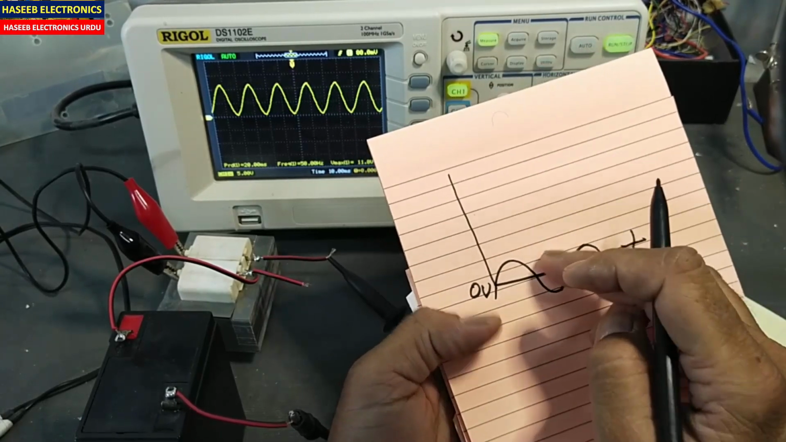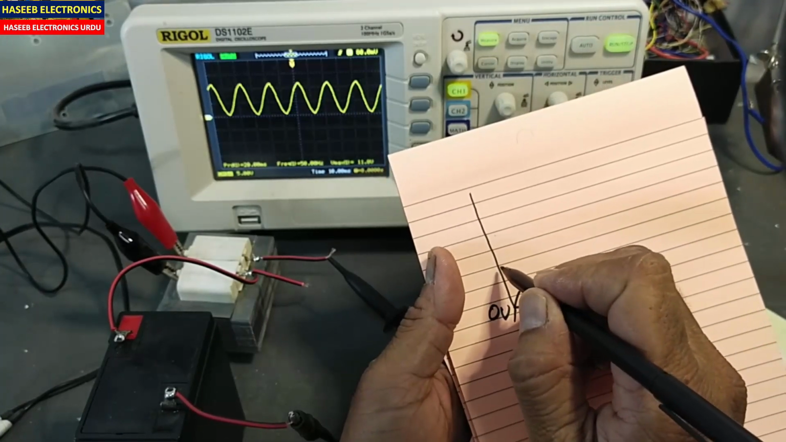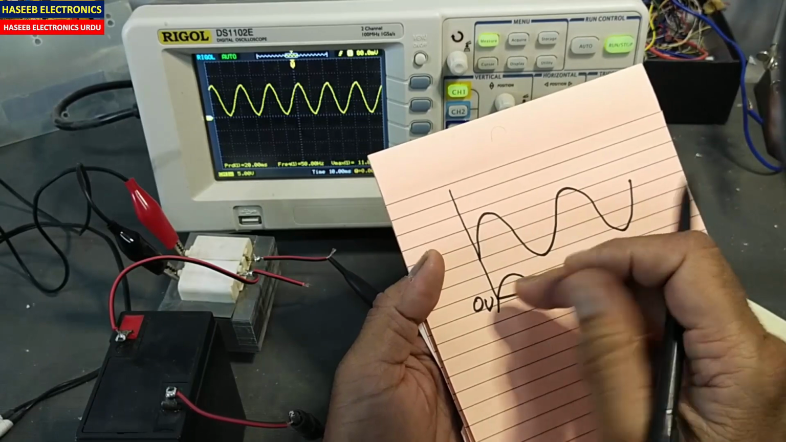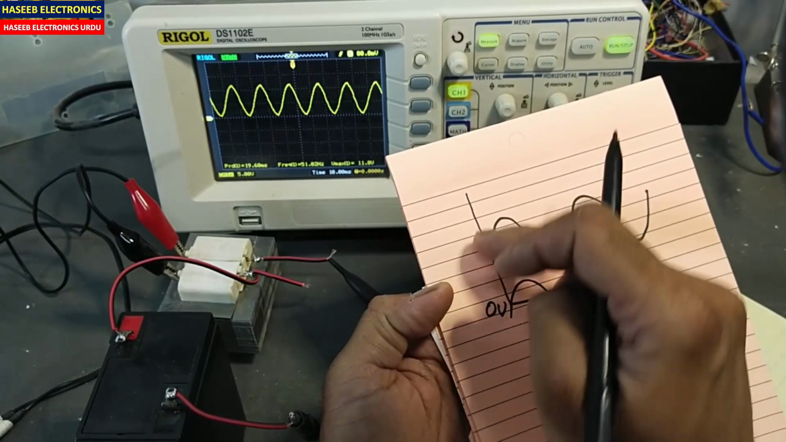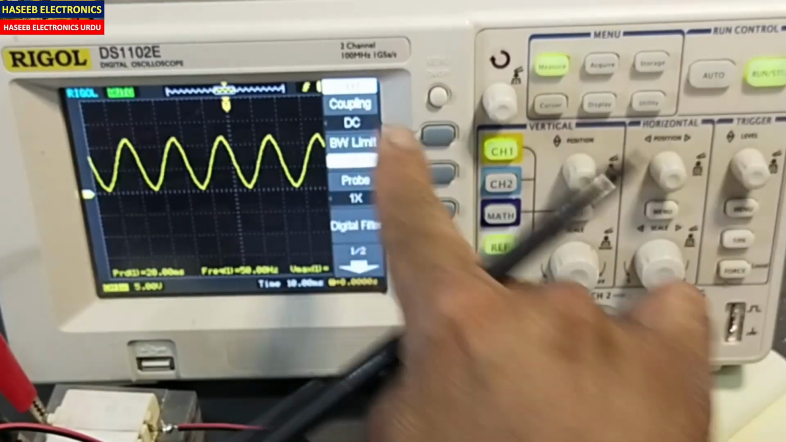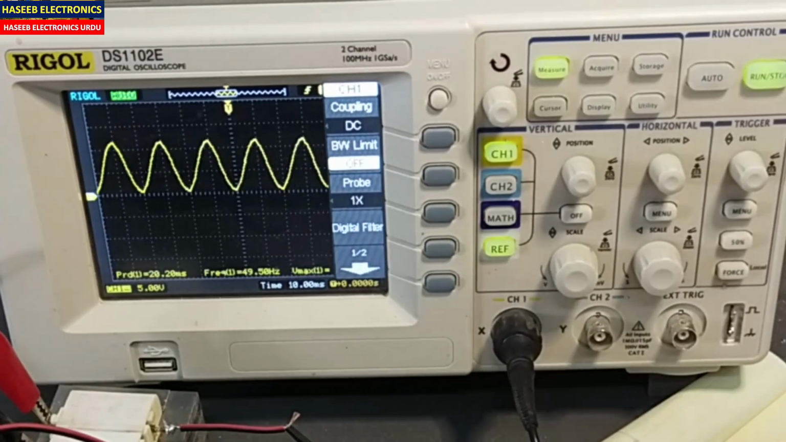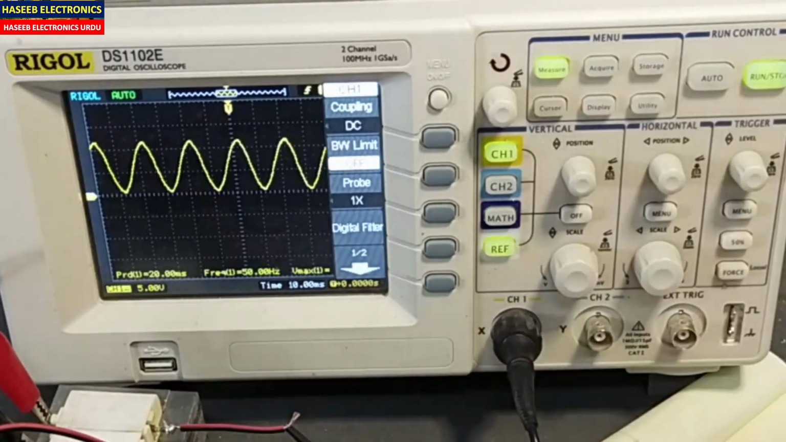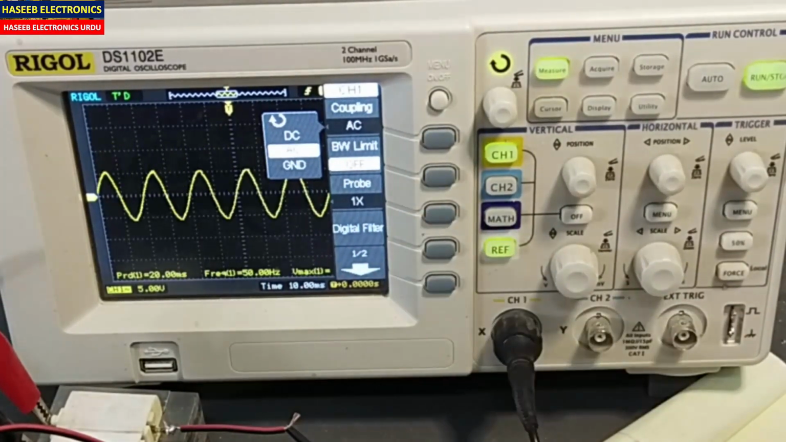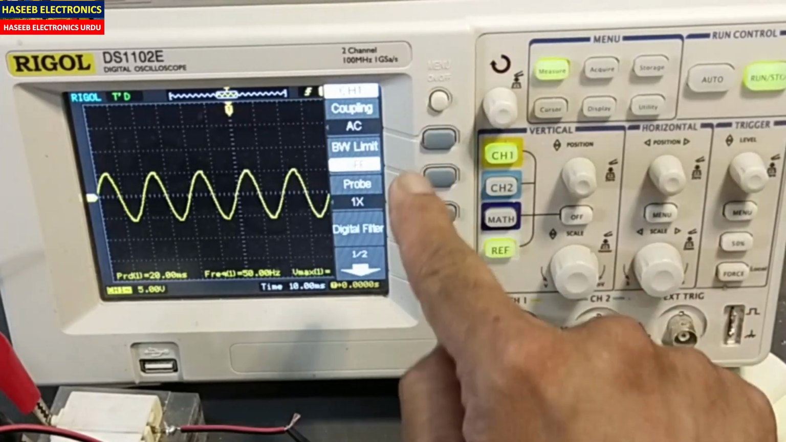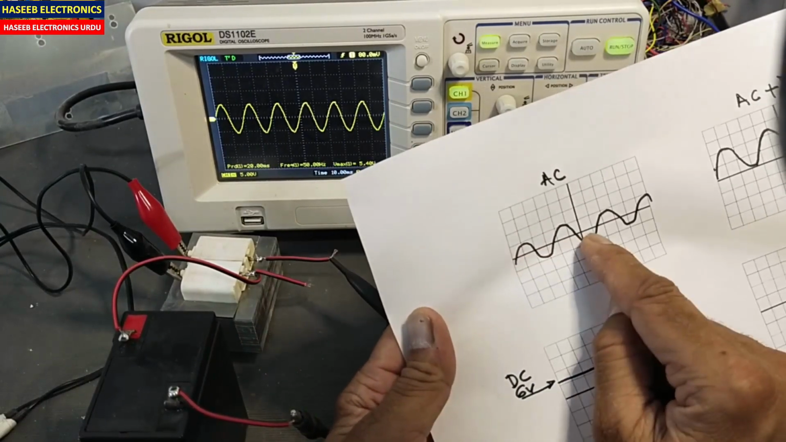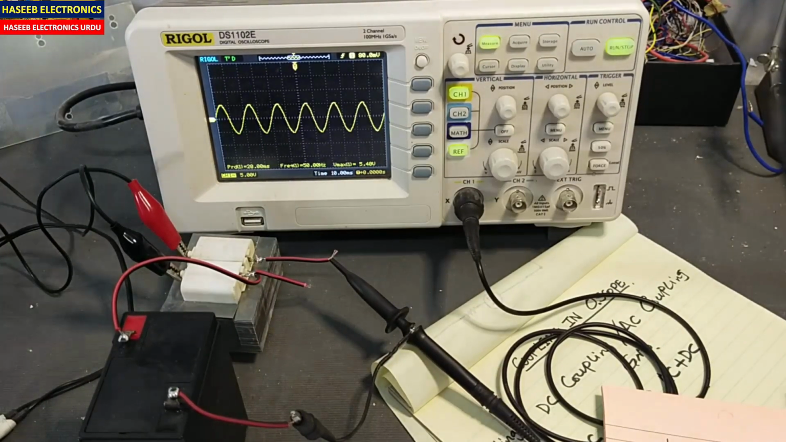When we connected DC plus AC at that time, it is showing this signal here. Why? Because we shifted the zero level upside. So in DC coupling mode, it will show both signals, the DC component with the AC component. Now at this point, if I switch to AC coupling, it will show only the sine signal and it will remove the DC component.